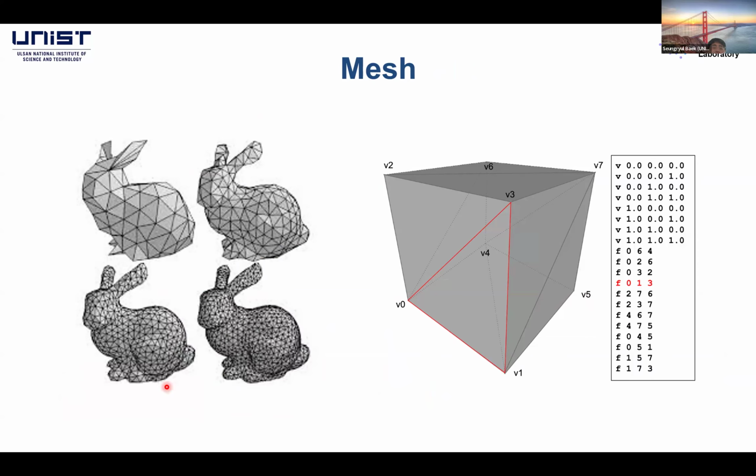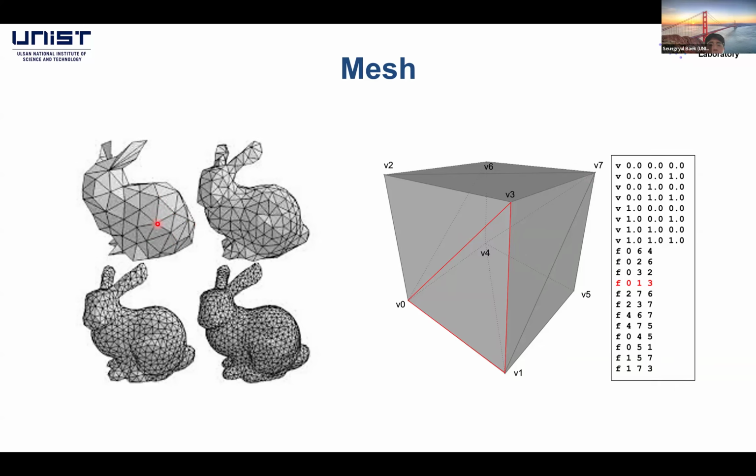The left is the mesh representation. We first need some vertices, which in Korean is 꼭지점. This is the vertex point. To represent a vertex, we need to write its XYZ coordinate. So we always need a 3D representation for each vertex point.